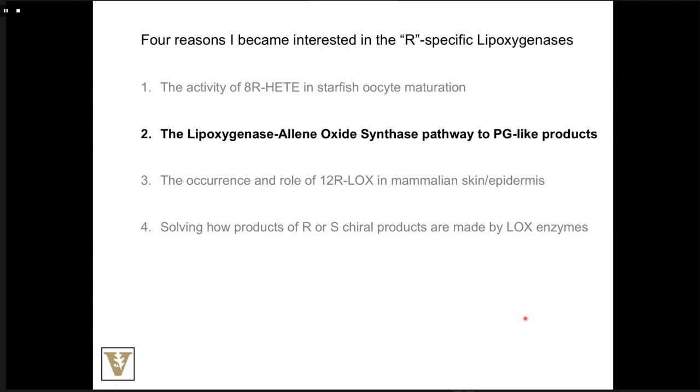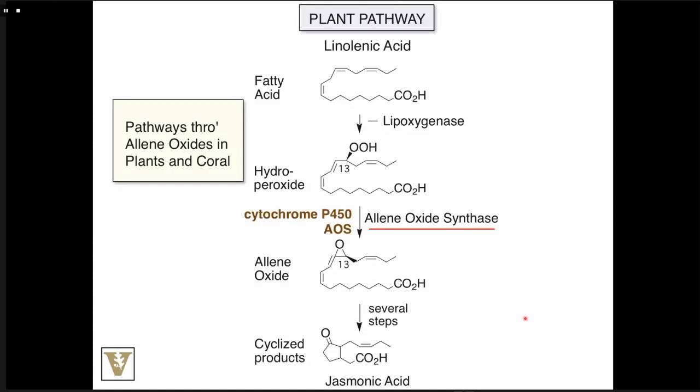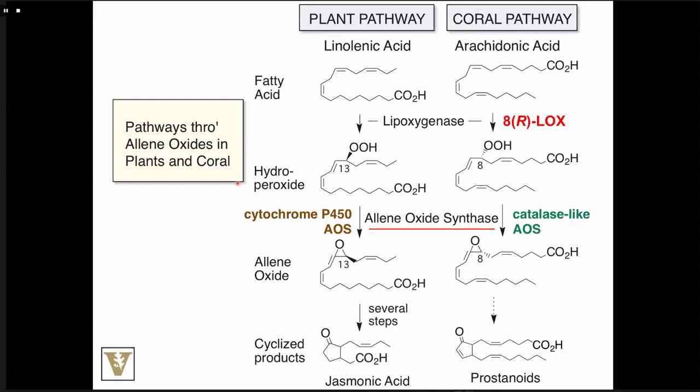The number two was on the lipoxygenase allene oxide synthase pathway to prostaglandin-like products. This actually occurred in coral. But in fact, it mimics this well-known pathway in plant systems that lead to jasmonic acid, the little prostaglandin-like molecule of the plant world. It starts with, in the case of the plants, a 13-lipoxygenase, making the hydroperoxide, and then a specific cytochrome P450 allene oxide synthase converts this to this allene epoxide, where the double bond impinges on the epoxide. This structure here will naturally cyclize into a 5-membered carbon ring, and with a few minor changes we get to jasmonic acid, the signaling product of the plant world.